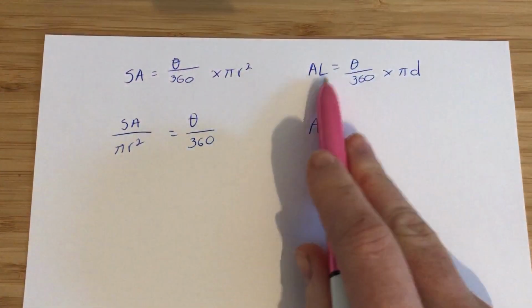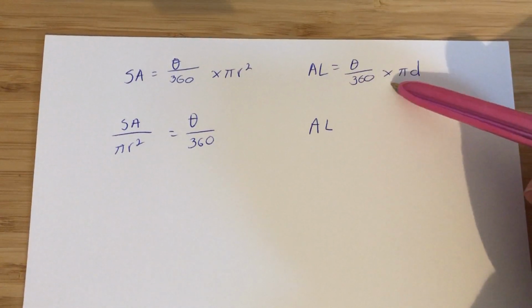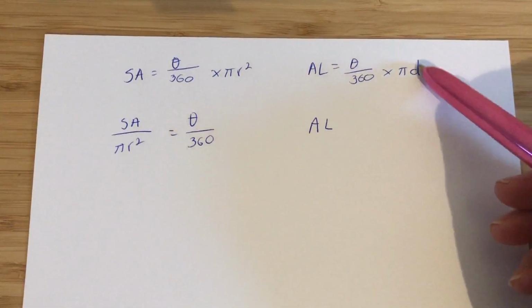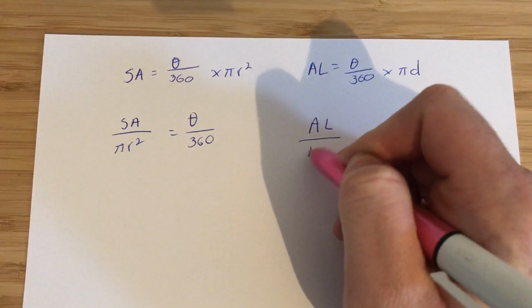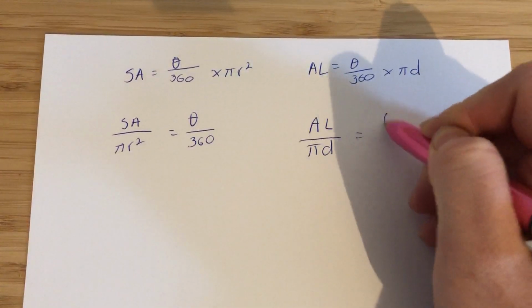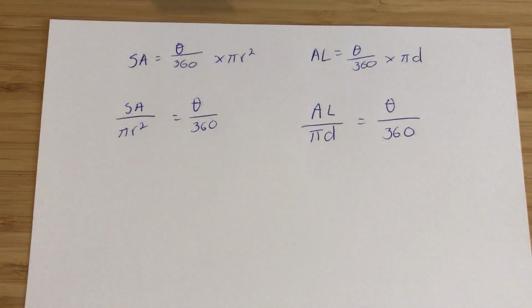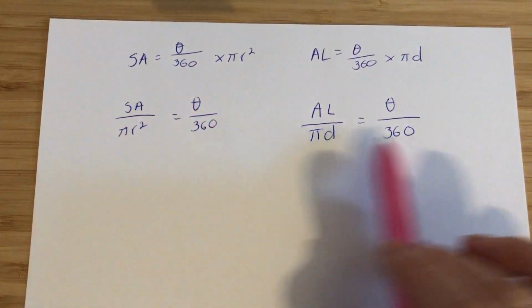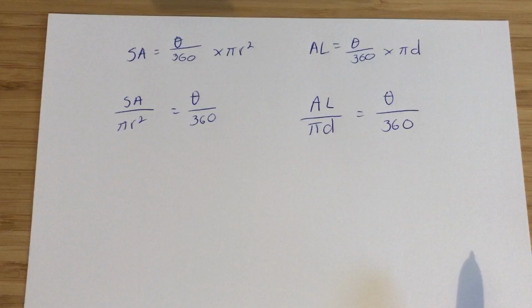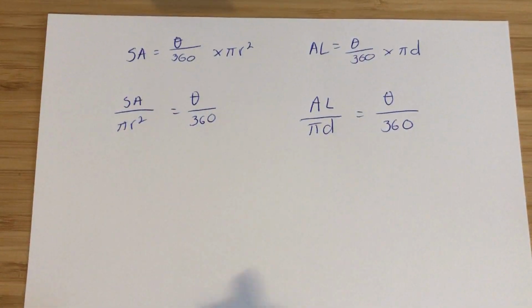And same with arc length, maybe you can try it yourself. If we've got arc length equals theta over 360 times pi d, we could rearrange it by dividing by pi d on both sides and have arc length over pi d equals theta over 360. And we can use these in this form a little bit like how we use the sine rule. So let's look at an example.